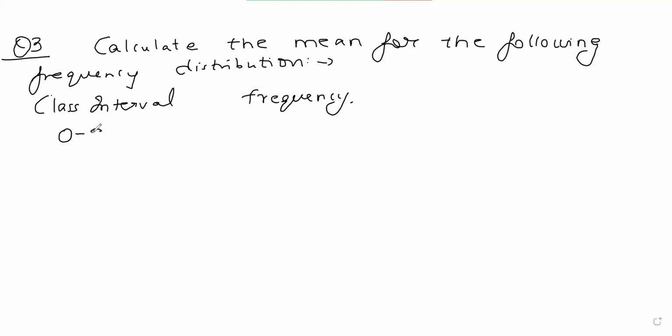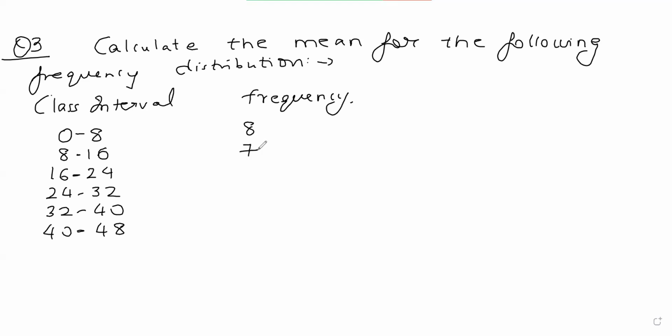We are given 0 to 8, 8 to 16, 16 to 24, 24 to 32, 32 to 40, and 40 to 48. These are the class intervals given to us. The frequencies are 8, 7, 16, 24, 15, and 7. These are the frequencies given to us. How do we find the arithmetic mean? Again, let's use the step deviation method. That's the best.